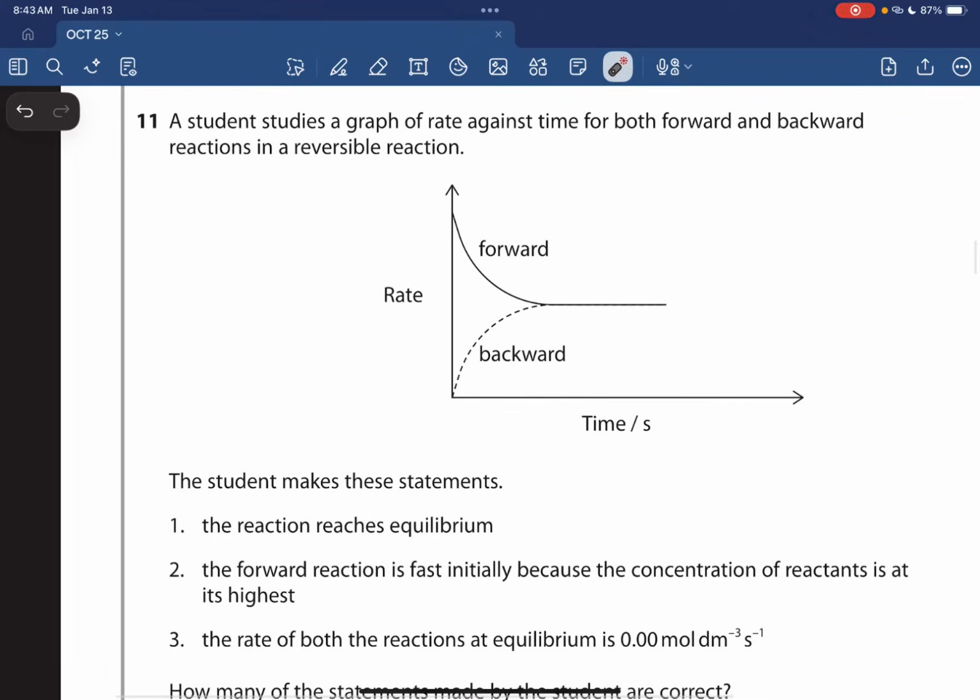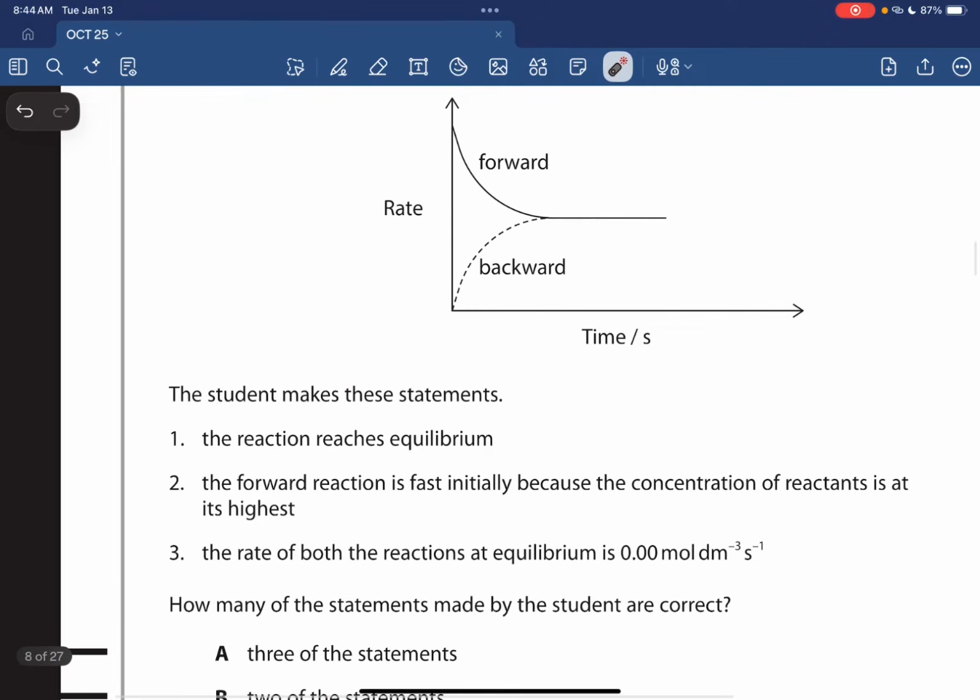A student studies a graph of rate against time for both forward and backward reactions in a reversible reaction. The student makes these statements, okay? It feels like a dynamic equilibrium question. The reaction reaches equilibrium. Yes, it does, because at one point of time the line becomes a plateau. The forward reaction is fast initially because the concentration of reactants is high.